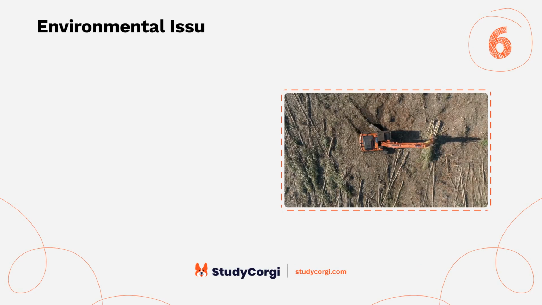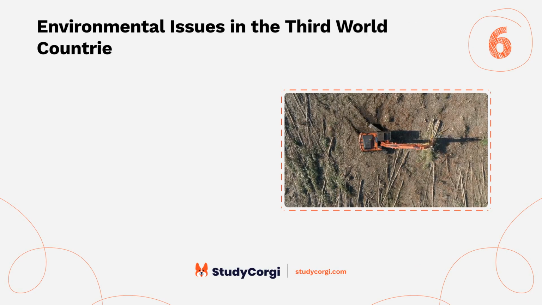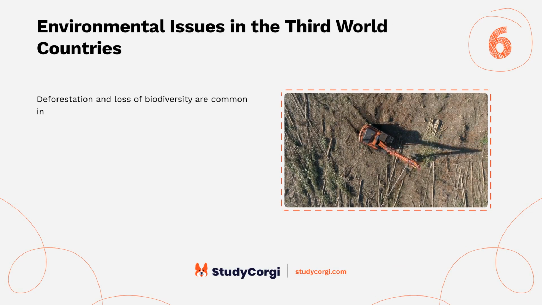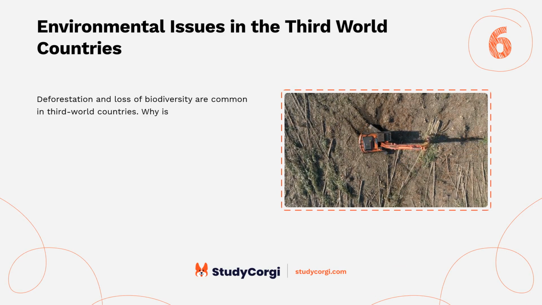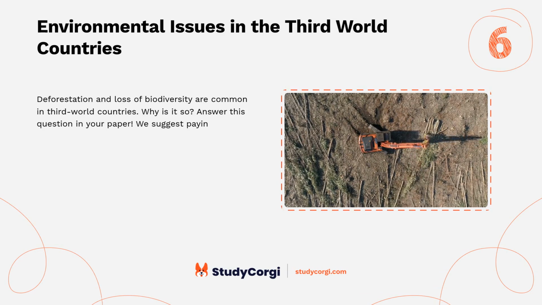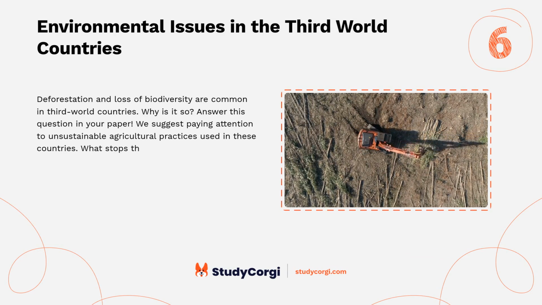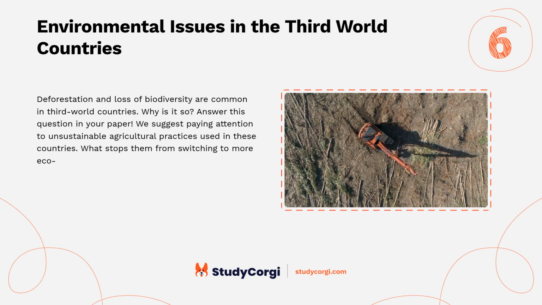Environmental issues in the third world countries. Deforestation and loss of biodiversity are common in third world countries. Why is it so? Answer this question in your paper. We suggest paying attention to unsustainable agricultural practices used in these countries. What stops them from switching to more eco-friendly approaches? How can we change it?